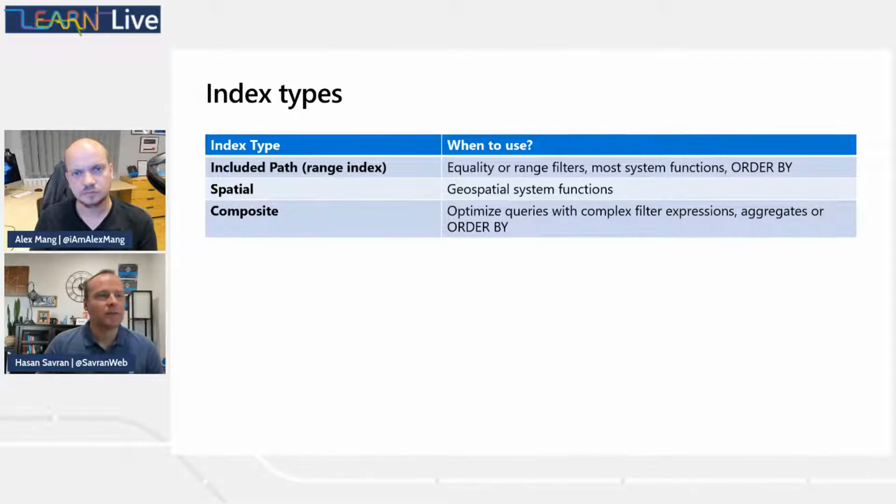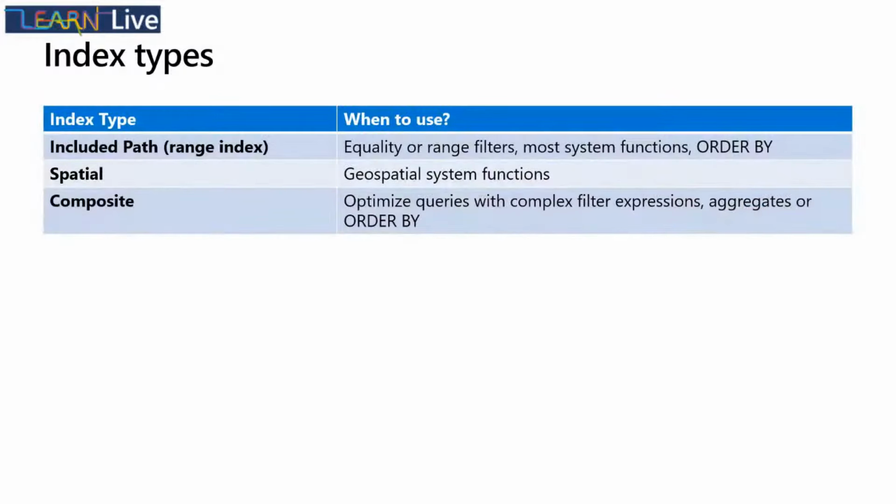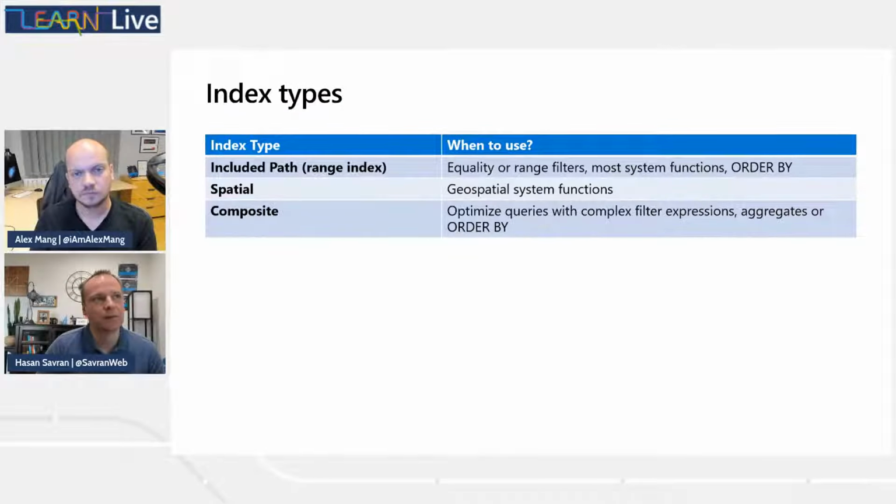When it comes to the index types, right now there are only 3 of them. One of them is the included path, which is the range index. Then there's the composite index, which can help you if you are querying by many properties, which usually happens. Also, if you want to use order by with multiple properties, you must have the composite index, because without it you cannot do that in Cosmos DB. And geospatial data: if you have geospatial data in your data set, that will help you a lot with the request units, for sure.